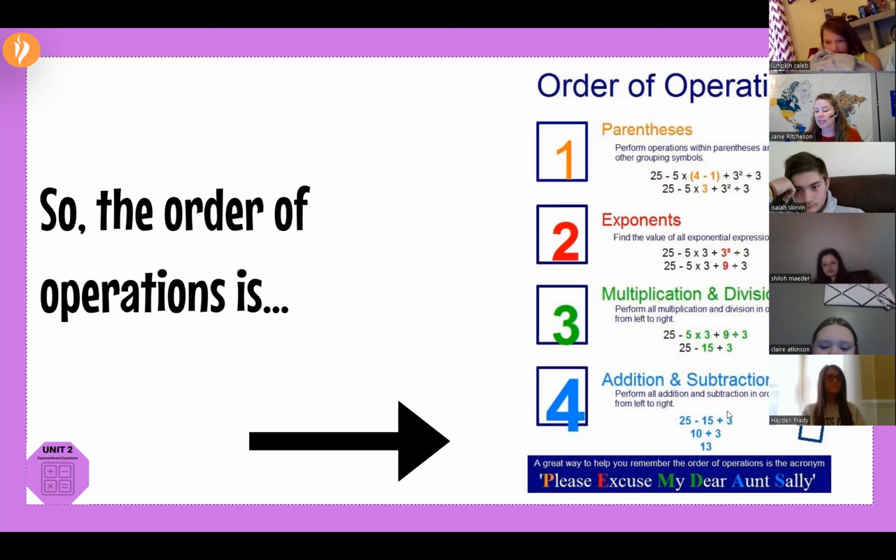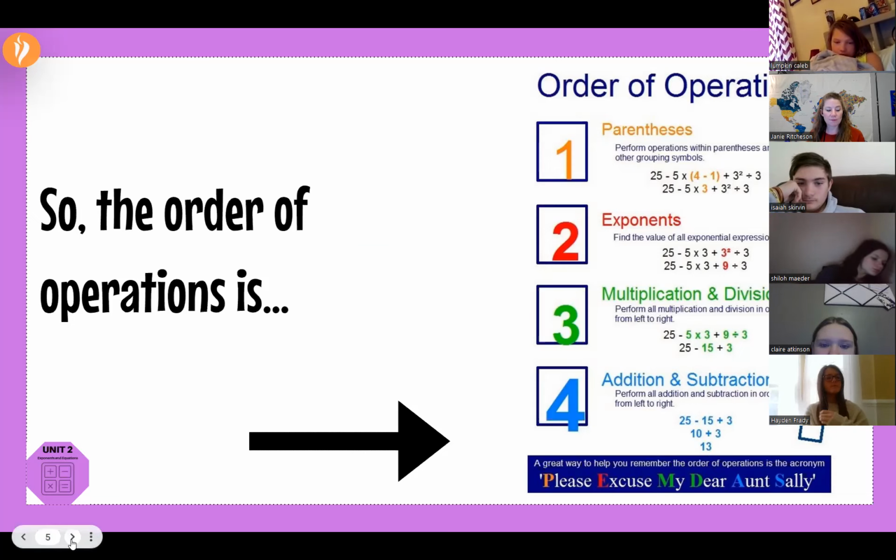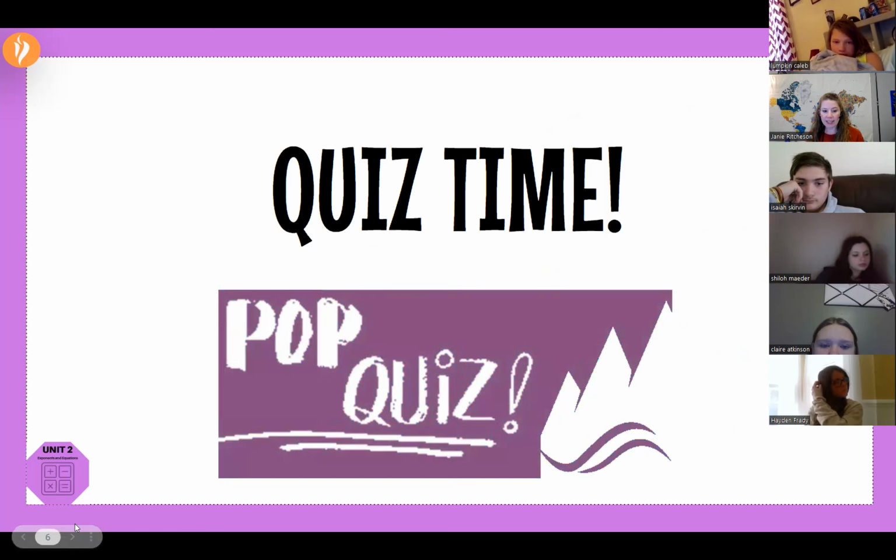So look at this problem right here. Some people think you always add first. No, it's whatever comes first in the problem. So you would subtract 25 minus 15 is 10, and 10 plus 3 is 13 is the final answer. Okay? So please excuse my dear Aunt Sally. Any questions about order of operations? No questions. Perfect. All right, look at this pop quiz.